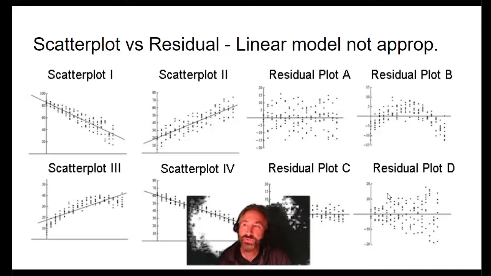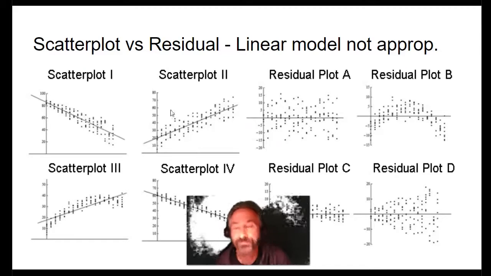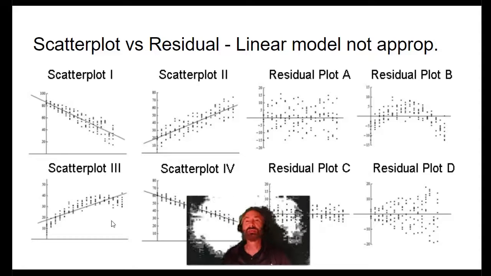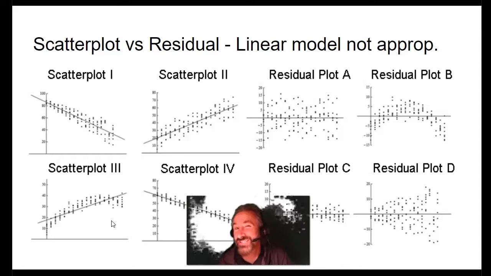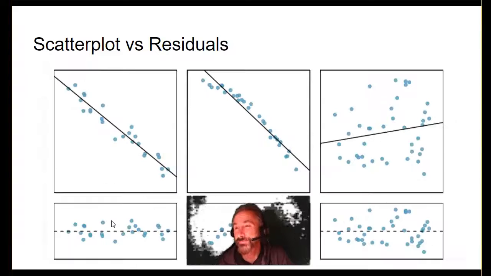In this class, we're going to try to focus more, though, on whether the residual plot looks like this one. By the way, the residual plot A looks like a linear model is really appropriate, and it just so happens to go with the scatter plot of the data in Scatterplot 2. All right, let's look at some more examples. I feel like even if you don't get it yet, the more examples you see, the better off you'll be.